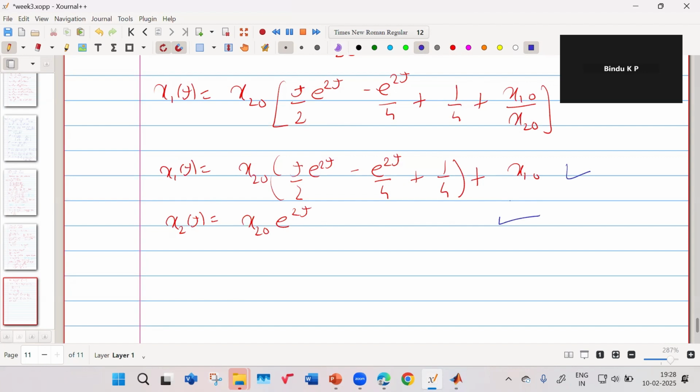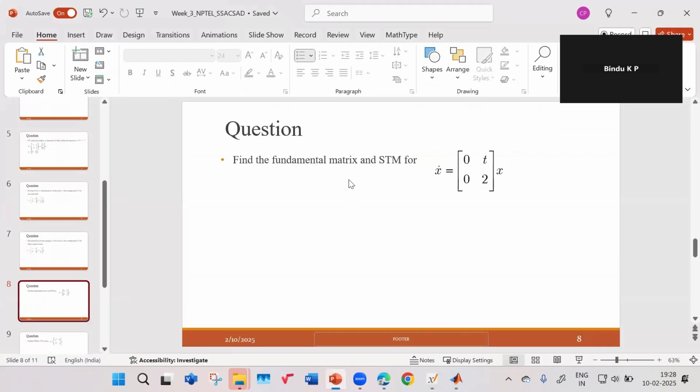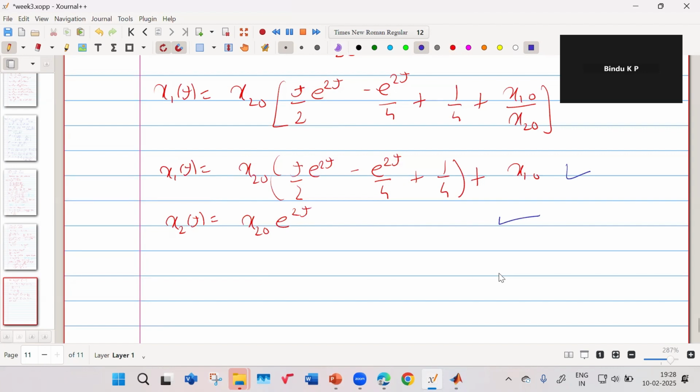Now if you look at the question, you have to find the fundamental matrix and the state transition matrix. So we have to find the fundamental matrix. The fundamental matrix is not unique. It depends on the initial condition you choose.